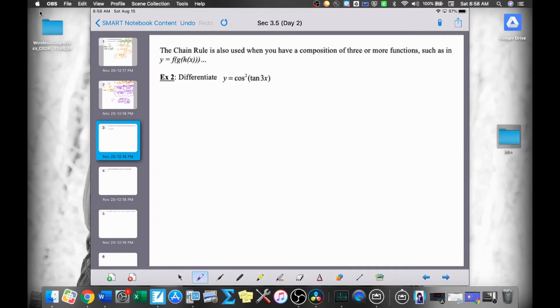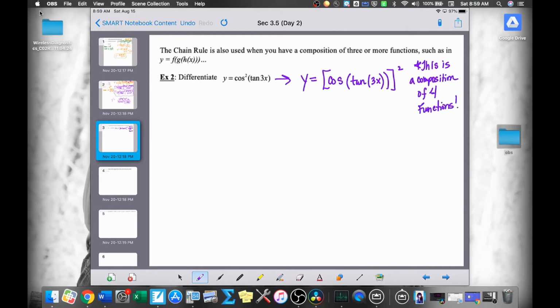This is actually a composition of 4 functions. Because if I were to write this, this is y equals, and then my outermost function here is that something is being squared. So it's actually the cosine of the tangent of 3x. That whole thing is being squared. So as I said, this is a composition of 4 functions.